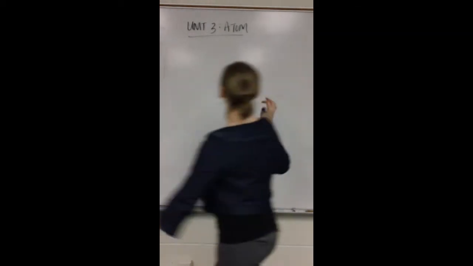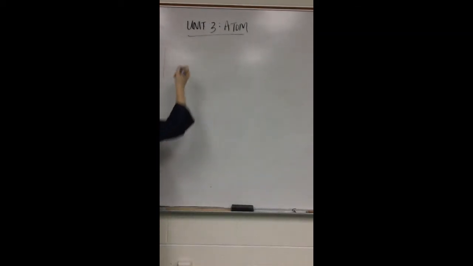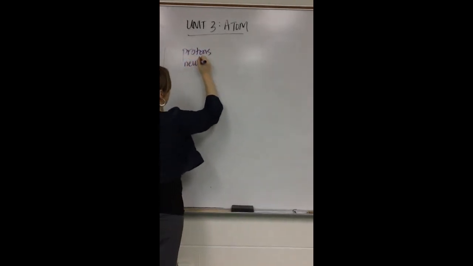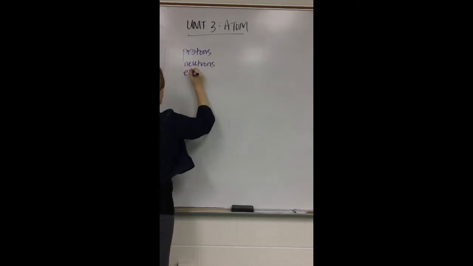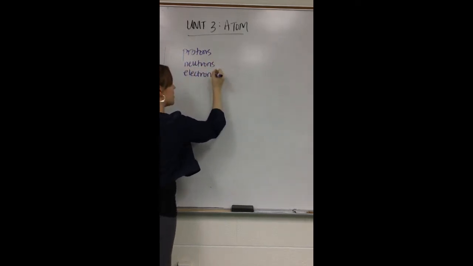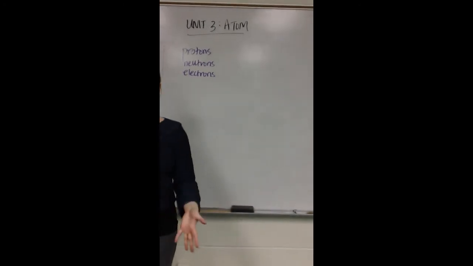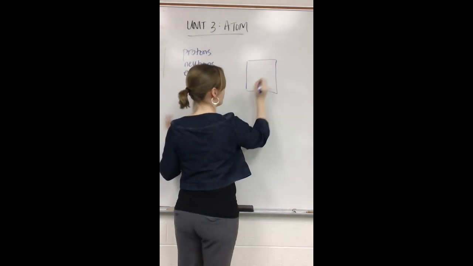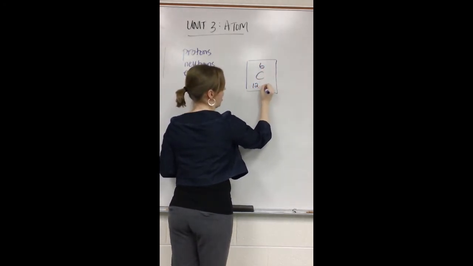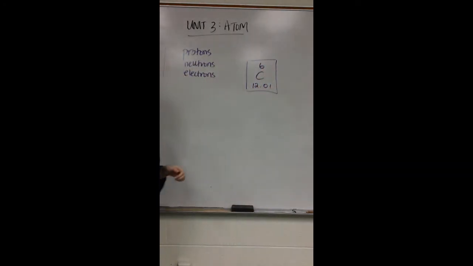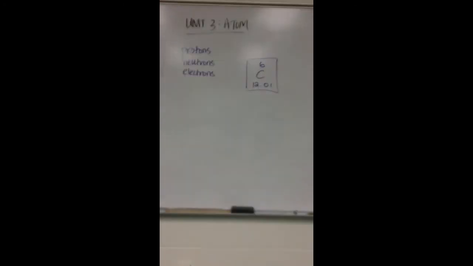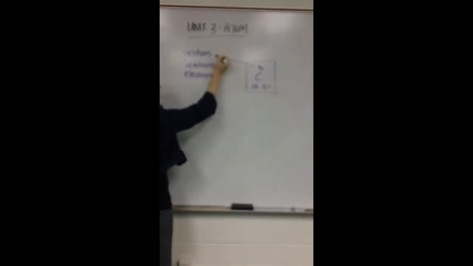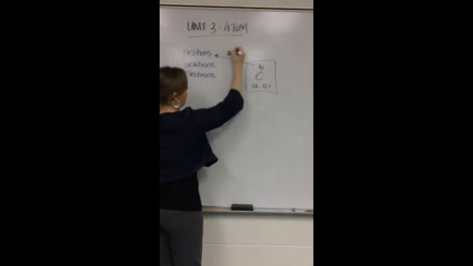All right, so for Unit 3, the atom, the main things are protons, neutrons, and electrons. And there's a couple other vocabulary words I use to describe things about the atom. So if I look at the periodic table, that gives me a lot of information about whatever atom I'm looking at. If I look at carbon, for example, this 6 up top is the number of protons. It's actually called the atomic number.